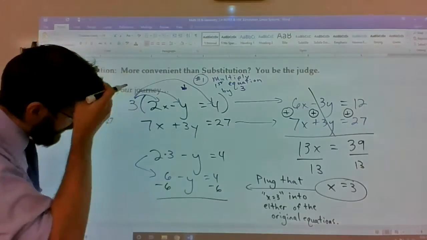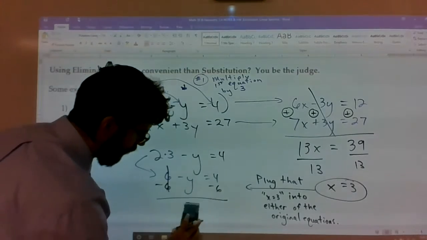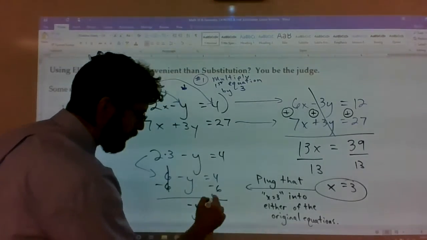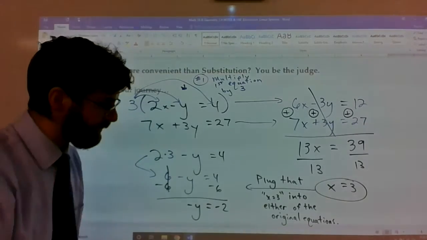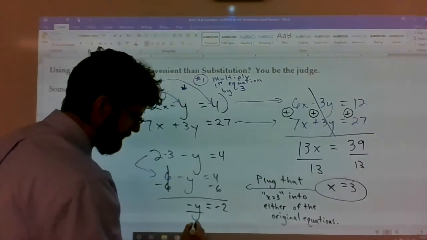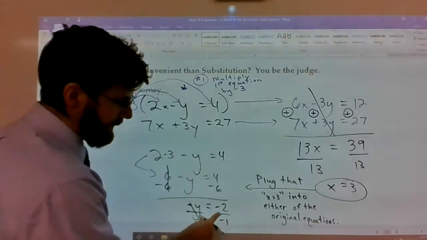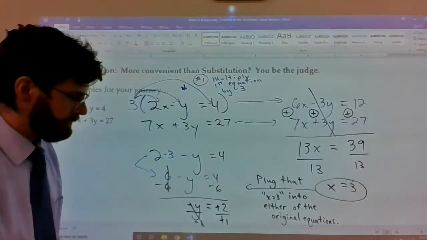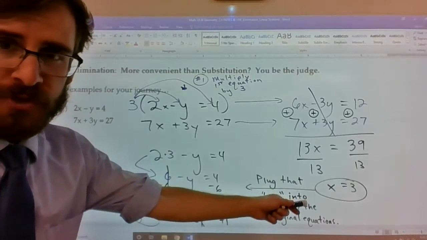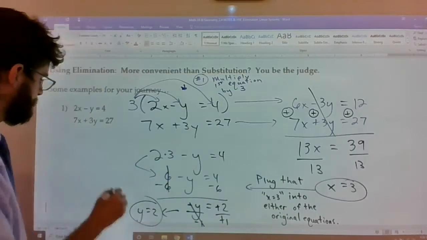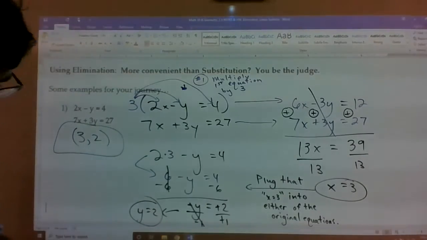Subtract 6 from both sides. You get 0 minus y, so that's going to be negative y, equals 4 minus 6, it's negative 2. Make sure you divide both sides by a negative 1, otherwise it's going to give you a wrong answer there. Divide by negative 1, divide by negative 1. A positive clean y equals a positive 2. Okay, I've got my answer. X equals 3, y equals 2, make an ordered pair. And you're done.